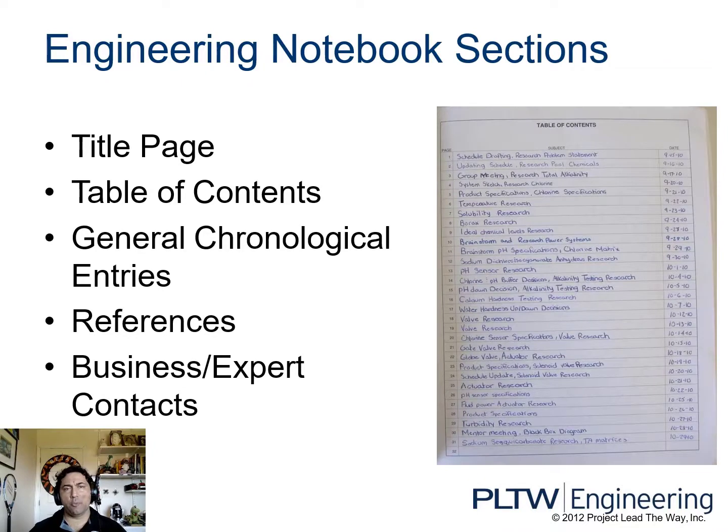So your notebook can be broken up into several sections. First off is your title page, that's your front page. Table of contents, remember that's the first 3 or 4 pages after the back of your title page. You don't write on the back of your title page. Then just your general chronological entries, and then any references or business expert contacts you put in there as well.